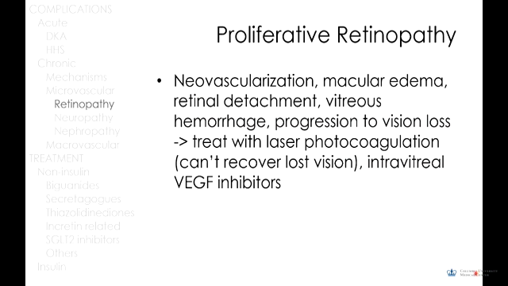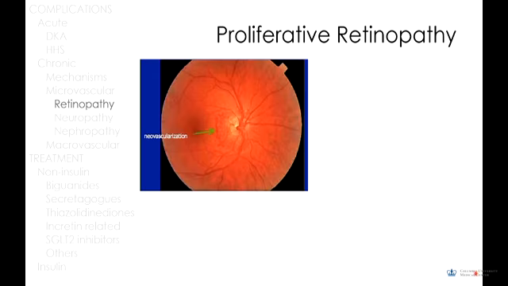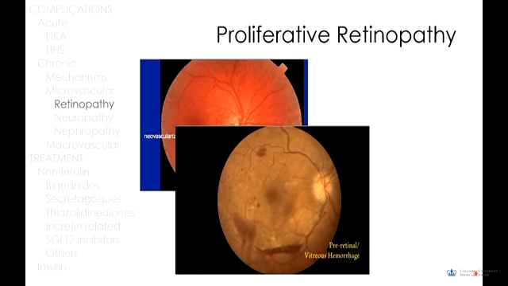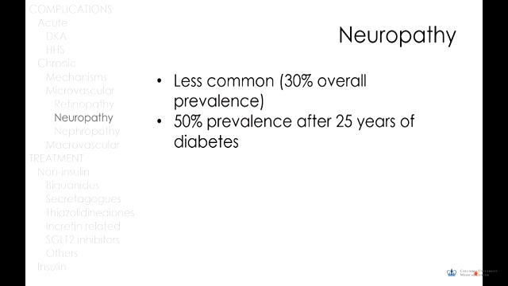You can treat it with laser photocoagulation to prevent progression of vision loss, but it won't recover any lost vision. You can also give VEGF inhibitors, which will be injected into the eye. And then proliferative retinopathy just looks like all these scary pictures.